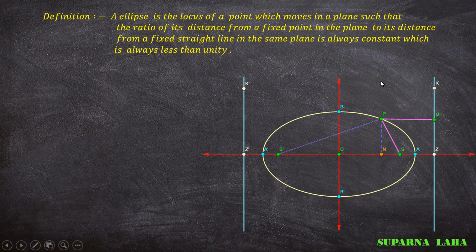if we take the figure and P be any point on the ellipse, this yellow curve is the ellipse, and P be any point on the ellipse, and taking the fixed line as ZK and the fixed point as S. So this SP and PM, the ratio of these two distances, these pink lines, are always in a constant ratio, and the ratio is equal to e, which is less than 1, the eccentricity. Okay, so look at the figure.